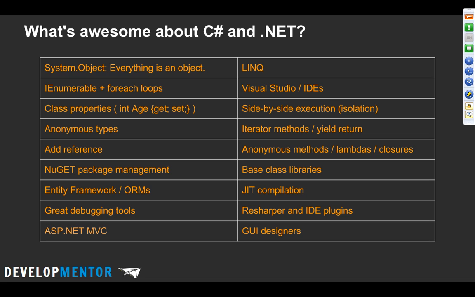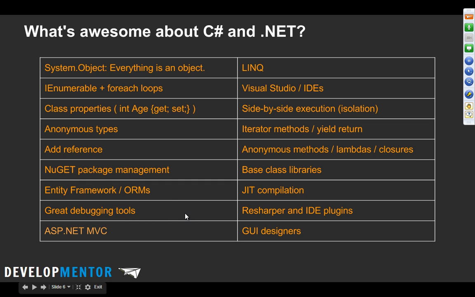So anonymous types, I think, are really nice. If you just need to package up a few values together temporarily, you can create these anonymous types, and that's super neat. Add reference, just the fact that I don't have to include a header, a lib, and there's not all this stuff to do to use other libraries. It's just as simple as saying add reference to the library. That's really great. NuGet, package management is great.